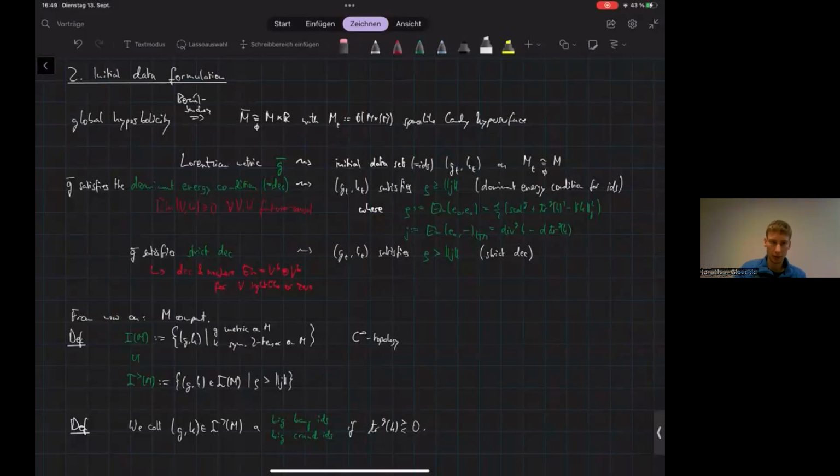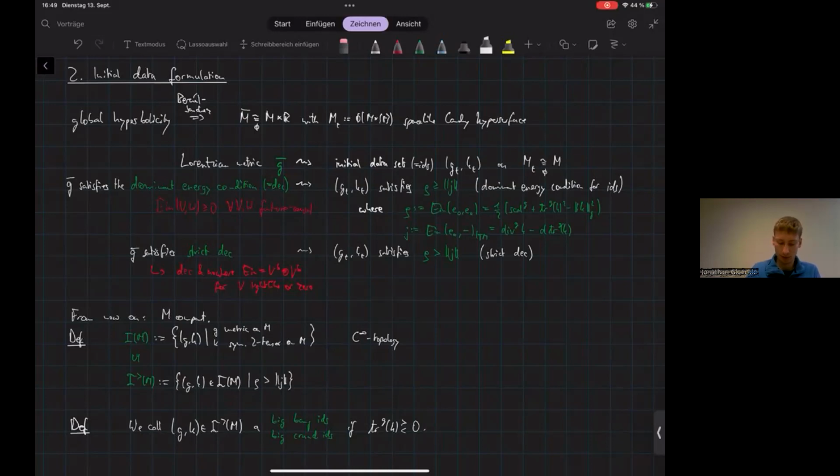Now I want to explain how we can reformulate this question of whether there are universes that have Big Bang and Big Crunch in terms of initial data. The strategy for this is the following. We assumed our space-time to be globally hyperbolic. When it is globally hyperbolic, there is a theorem of Bernal and Sanchez, which tells us that we can foliate this space-time into space-like Cauchy hypersurfaces.